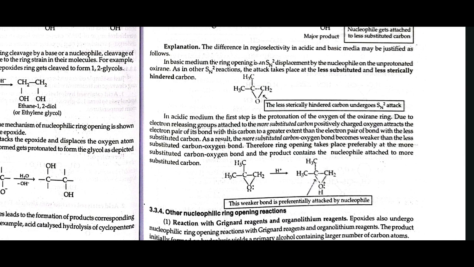In acid medium, the first step is the protonation of the oxygen of the oxirane ring. Due to the electron-releasing group attached to the more substituted carbon, the positively charged oxygen attracts the electron pair of its bond with this carbon to a greater extent than the electron pair of the bond with a less substituted carbon. As a result, the more substituted carbon-oxygen bond becomes weaker than the less substituted carbon-oxygen bond. Therefore, ring opening takes place preferably at the more substituted carbon-oxygen bond, and the product contains the nucleophile attached to the more substituted carbon.